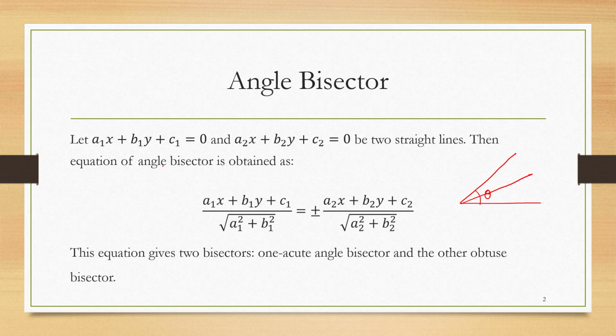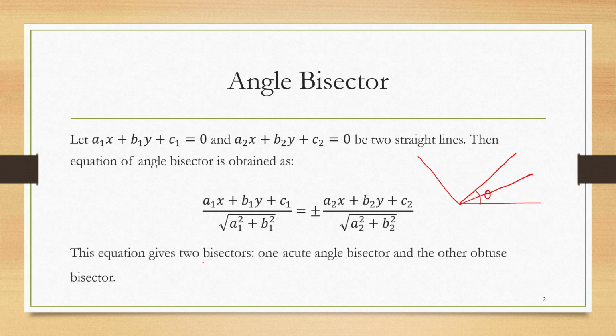And then the equation of angle bisectors is obtained as (a1x plus b1y plus c1) divided by square root of a1 square plus b1 square is equal to plus minus (a2x plus b2y plus c2) divided by square root of a2 square plus b2 square. These will give you two equations, one corresponding to the acute angle and the other to the obtuse angle, and they both will be perpendicular to each other.